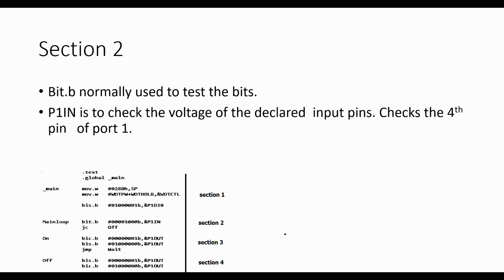Okay. Now section 2. Section 2, it's something new. Check out the PDF that I sent to you. So we know that it's something to do with P1 in. P1 direction is to set the direction. P1 in is basically to check the input of port 1. In this particular case, it is the port 1 in register. This is only a read-only register. Okay, and this bit B is normally used for reading. It's a bit test. Okay, bit test, bit set, and bit clear.